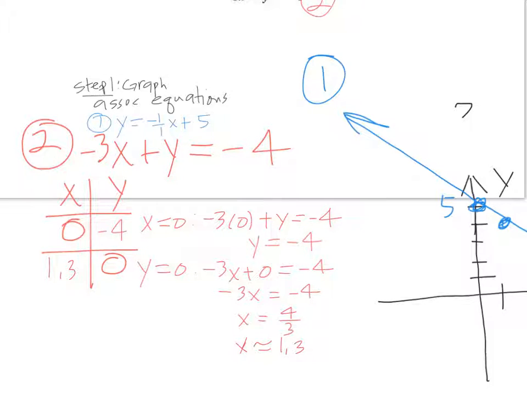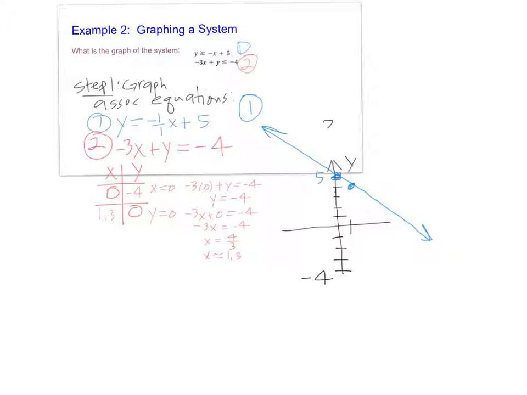So now I have my x and my y intercepts that I can graph for associated equation number 2. So we'll mark the y-intercept on the y-axis at negative 4, and then just past 1 is 1.3. And again, solid lines since we include the equal sign in the inequality. And so that is the associated equation number 2. Next is step 2, which is test 0, 0 and shade for both inequalities.